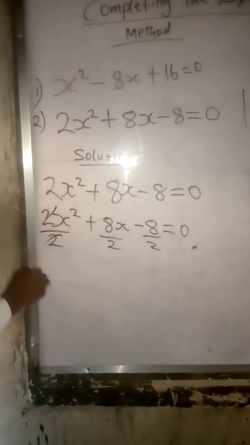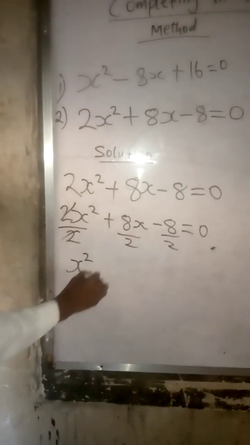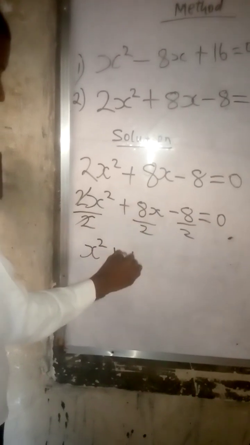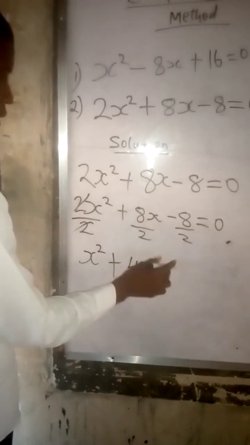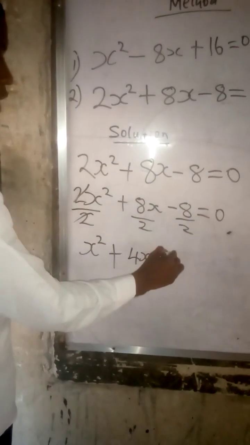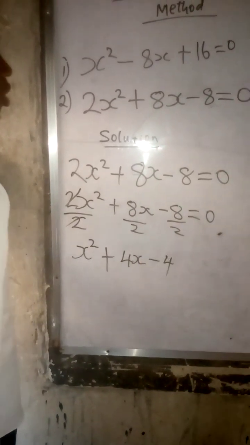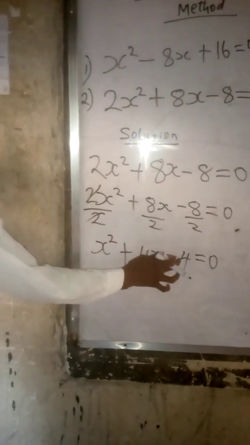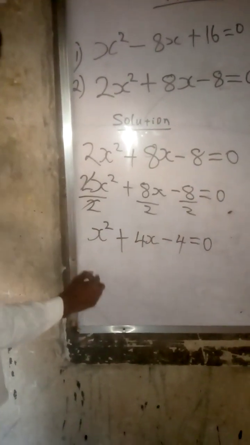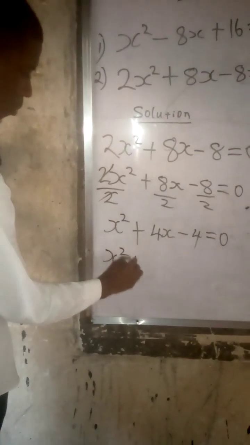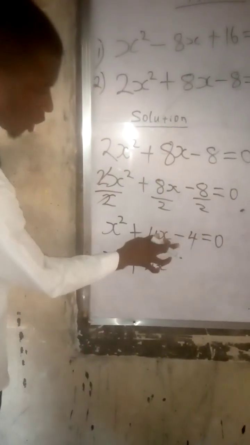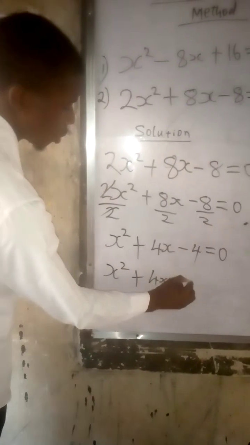So x squared now stands alone, plus 8 divided by 2 is 4, and 8 divided by 2 is 4, minus 4 is equals to 0. The next step is to take the minus 4 to the other side. So we're having x squared plus 4x is minus 4. Crossing the equality sign, it becomes plus 4.